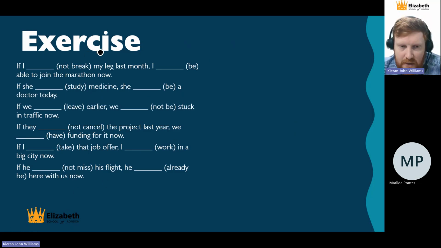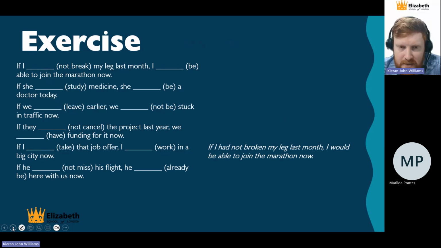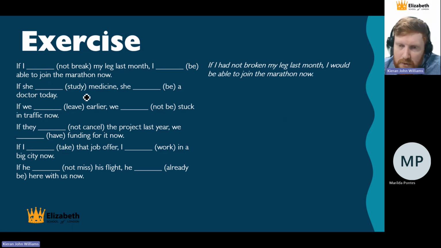Okay, so in this exercise, then, we are going to make sentences based on that type B conditional sentence, which is third conditional and second conditional together. So: if I not break my leg last month, I be able to join the marathon today. The correct way to make this sentence would be, if I had not broken my leg last month, I would be able to join the marathon today. So we have if, had, third form, would, and then the base form of the verb.